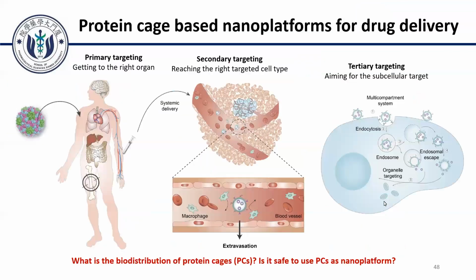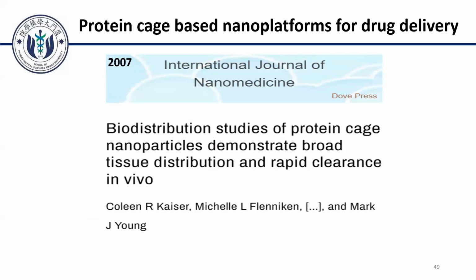So the question is, what is the biodistribution of the protein cage? Where does the protein cage lead the drugs to? Is it safe to use the protein cage as a nano platform? That is one of the questions that we would like to ask, because virus-like particles or any other foreign particles may cause an immune response.